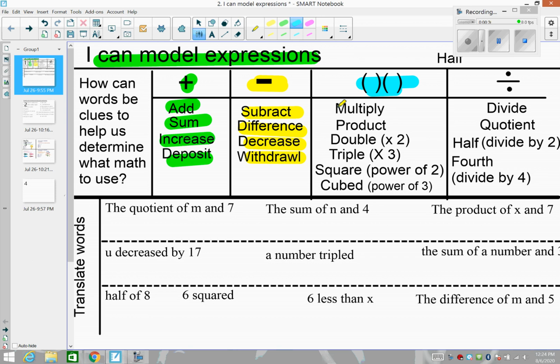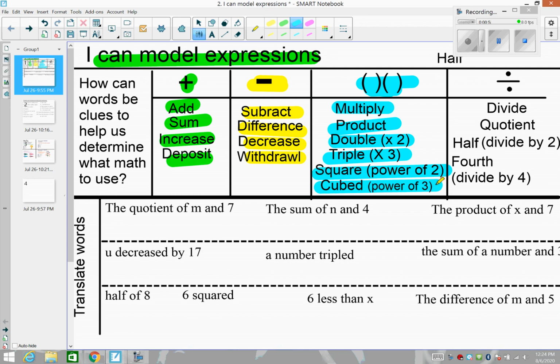Multiplication, also known as product. When you double something, it's times 2. When you triple something, it's times 3. If you square something, it's also known as the exponent of 2, to the second power. And cubed means to the third power. So squared is the second power, cubed is the third power.